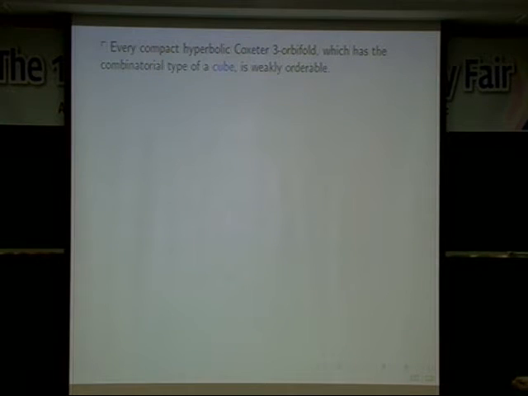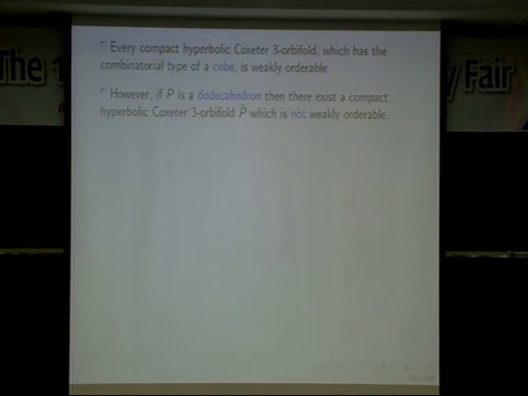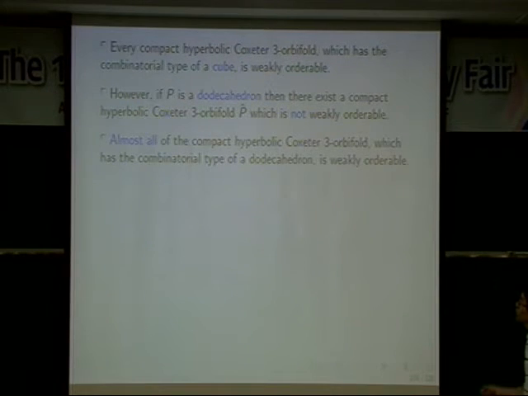If it can be realized as a hyperbolic cube, yes, of course. Okay. But if we think a little, then we can easily find a hyperbolic dodecahedron which is not weakly orderable. But we can say almost all compact hyperbolic Coxeter 3-orbifolds which have the combinatorial type of a dodecahedron are weakly orderable. What does it mean, almost all?